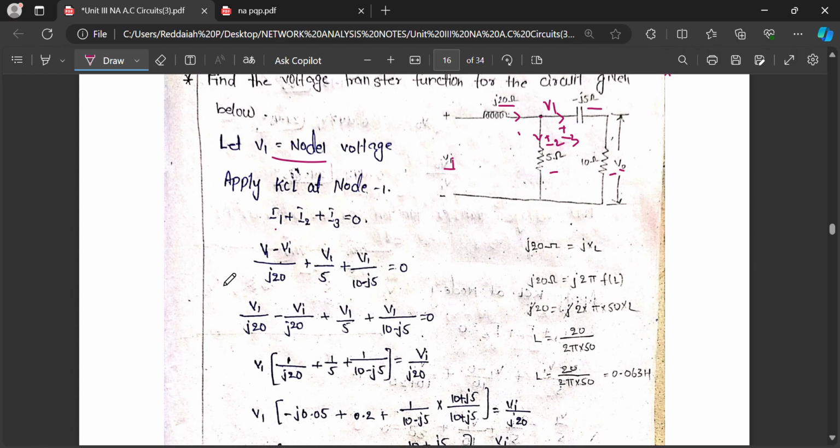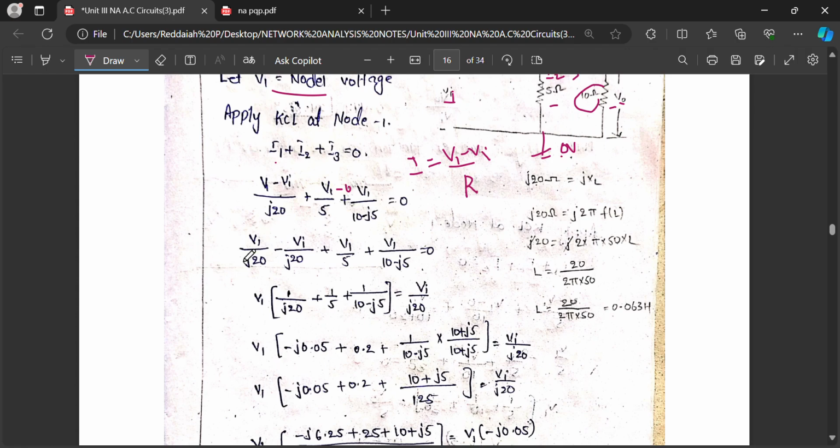Now I1 you can write as V1 minus Vi by j20 ohm, using Ohm's law, I equals V by R, the potential difference divided by R. Plus I2, which is V1 minus 0 by 5. This is the ground potential, remember, 0 volts. Plus V1 minus 0 by 10 minus j5. The 10 ohm and j5 are connected in series, so 10 minus j5 is the impedance we have to consider.